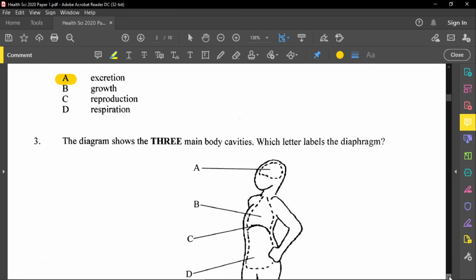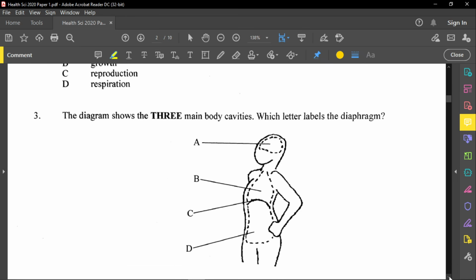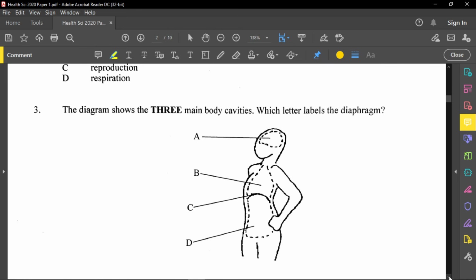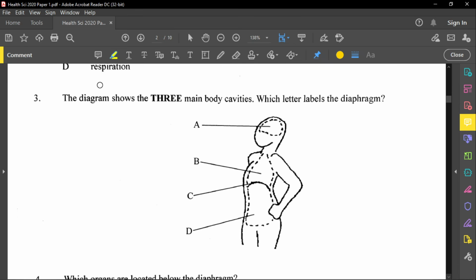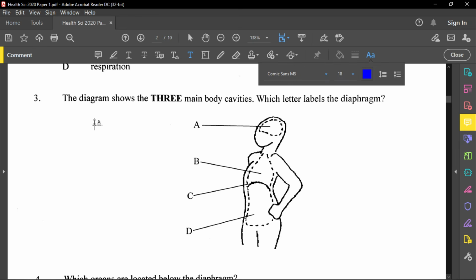Now question number 3. It said the diagram shows the 3 main body cavities. Which letter labels the diaphragm? Before I go into the answer, let me quickly label this for you. A is where you find the brain, the cranium, and so this is called a cranial cavity. Remember, the brain is in the cranium, so this is the cranial cavity.